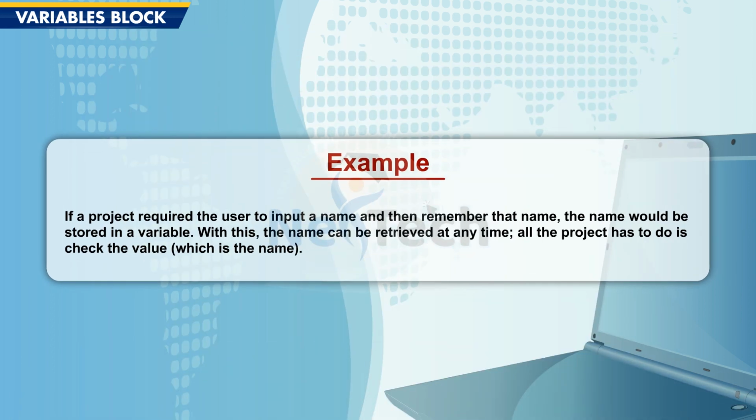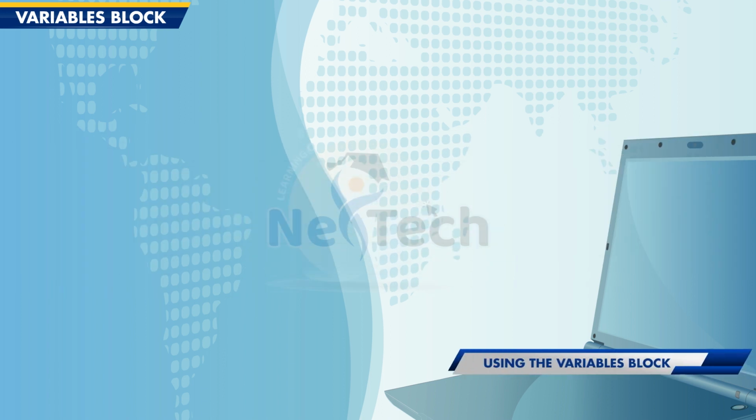For example, if a project required the user to input a name and then remember that name, the name would be stored in a variable. With this, the name can be retrieved at any time. All the project has to do is check the value, which is the name. The use of the blocks is mentioned here.